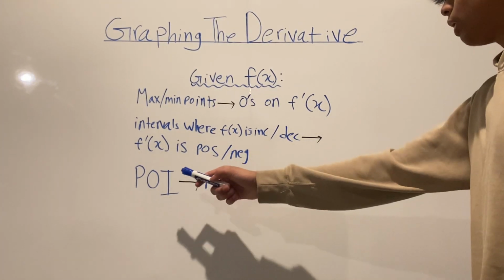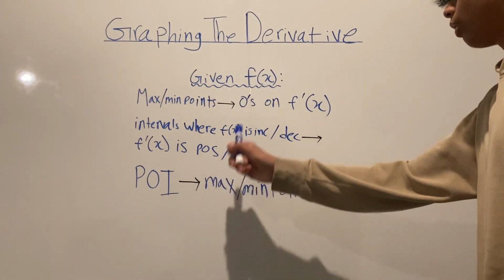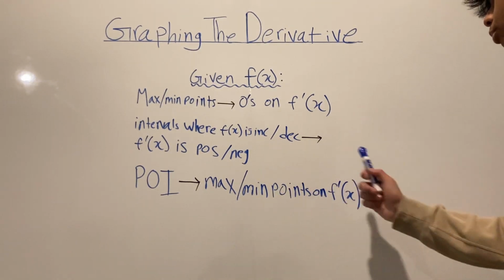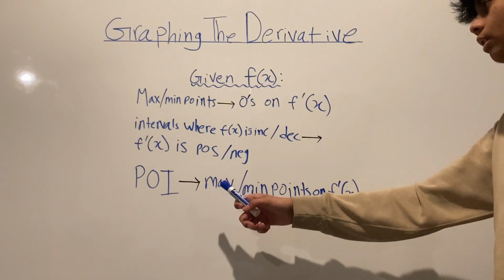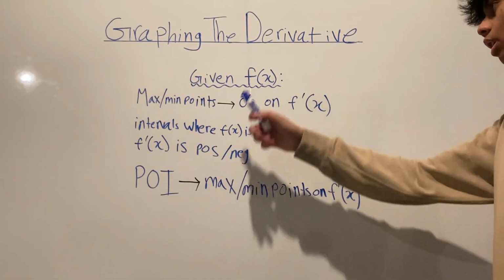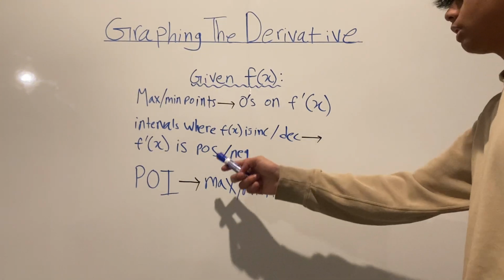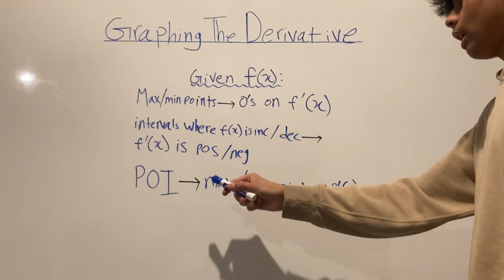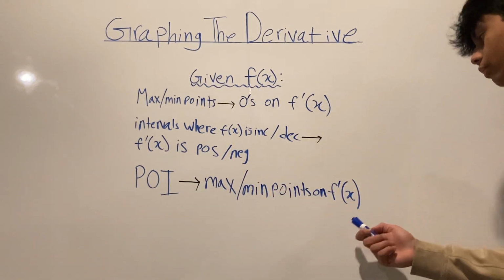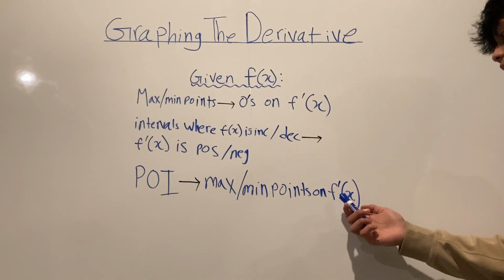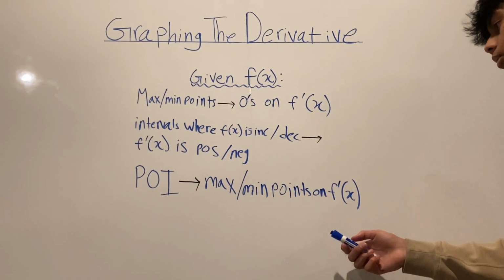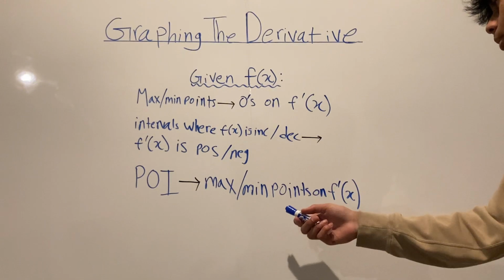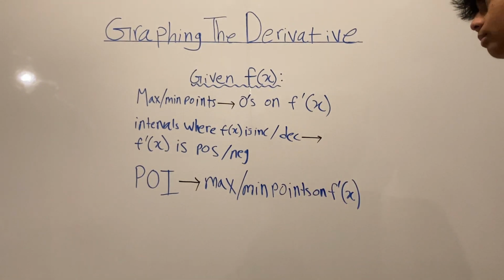And lastly, the point of inflection for f of x gives you the maximum or minimum point on f prime of x, because the point of inflection is where the concavity changes on the original graph, and where the concavity changes is where f double prime of x equals 0. And that means the slope for the derivative graph is also going to be 0, which means that it's going to be a maximum or minimum on the derivative graph.